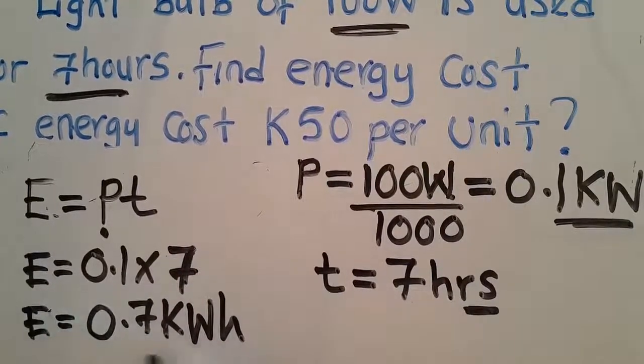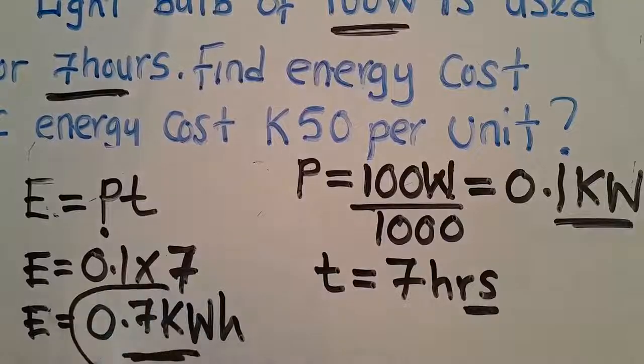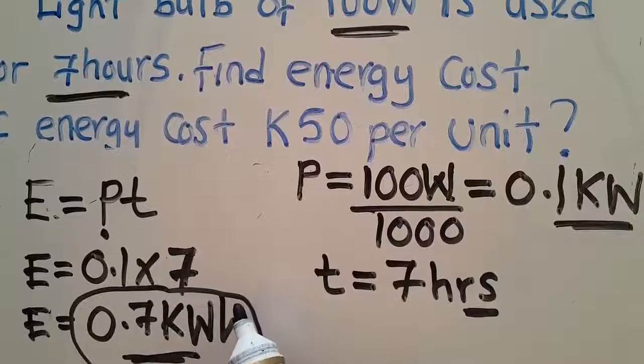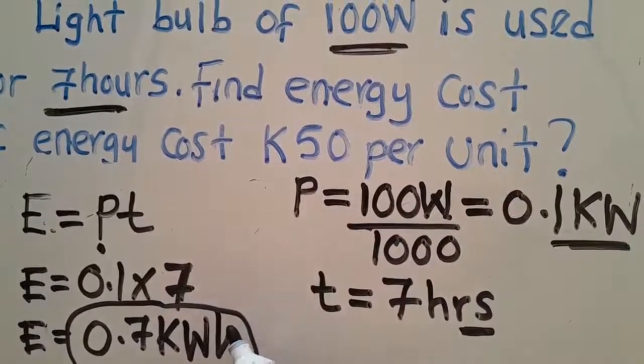So the energy that is being consumed is 0.7 kilowatt hour, which is to say that this is 0.7 units which are used. I told you that 1 kilowatt hour is equal to 1 unit. So we've calculated the number of units that are being consumed when we use this bulb for 7 hours.